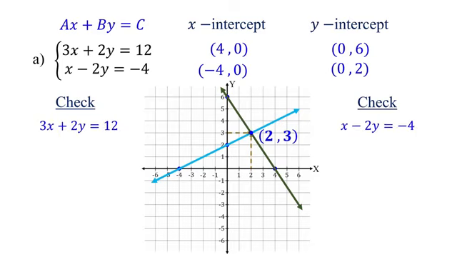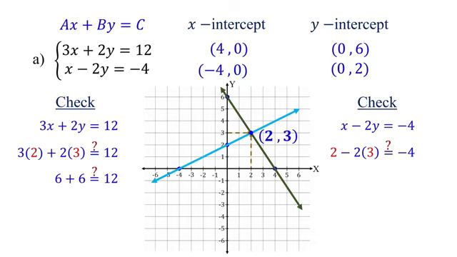We can verify this solution by substituting it into both equations. Substitute 2 for x and 3 for y. In the first equation, 3 times 2 is 6, and 2 times 3 is also 6, which adds up to 12. In the second equation, 2 times 3 equals 6, and 2 minus 6 equals -4. As you can see, both equations are satisfied, confirming that the ordered pair (2, 3) is indeed the solution.